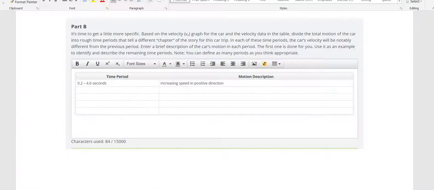All right, so let's go back to here. So using all that, you describe increasing speed, decreasing speed, positive direction, negative direction, and/or is it constant speed? And give me the time frames for those. Now, that shouldn't be too bad. That's one of the easier things you have to do.